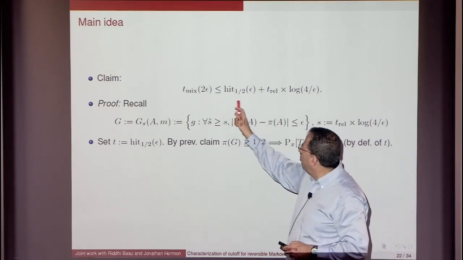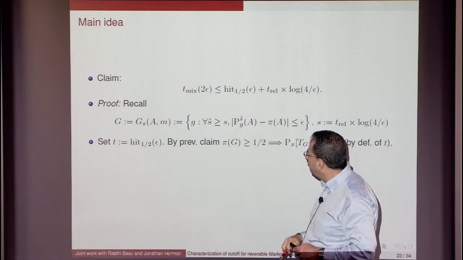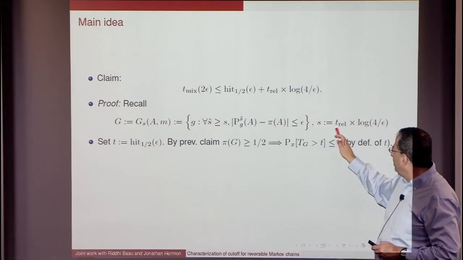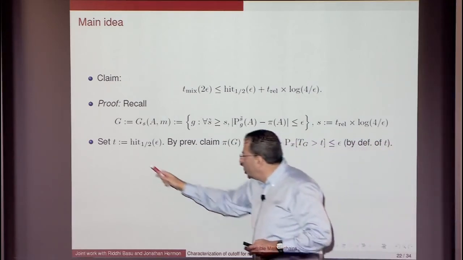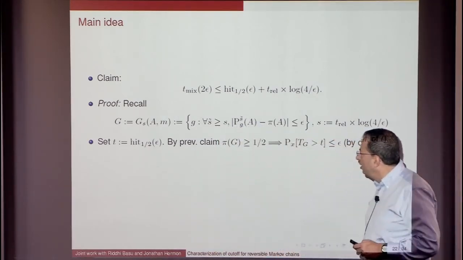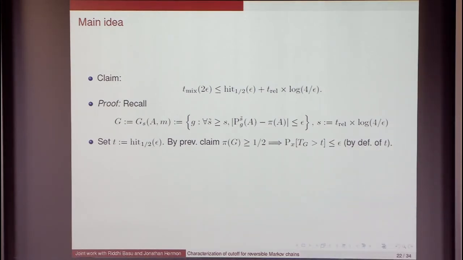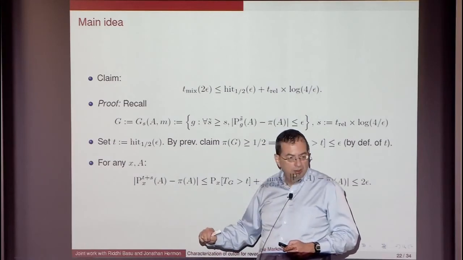So I claim that T mix of 2 epsilon is less than this hitting time plus this correction term. Okay, so remember the definition of G and the definition of S. S is T rel times the log of 4 epsilon. So first look at T, which is this hitting time. Because this set G is bigger than a half, I know that I'm very likely to hit G by time T. In fact, the probability this fails is at most epsilon.